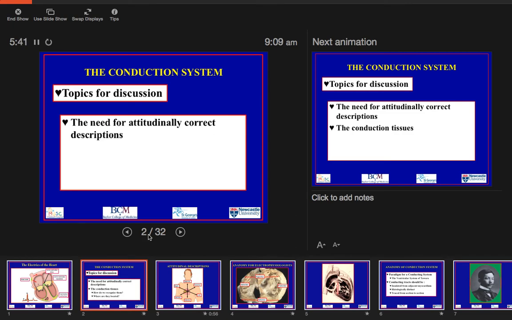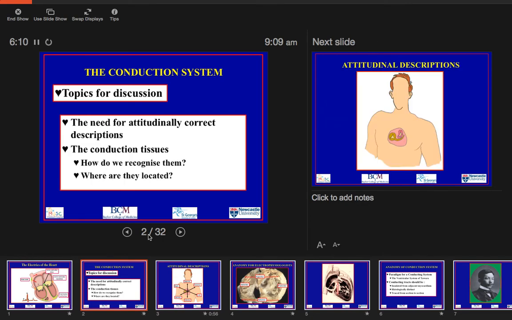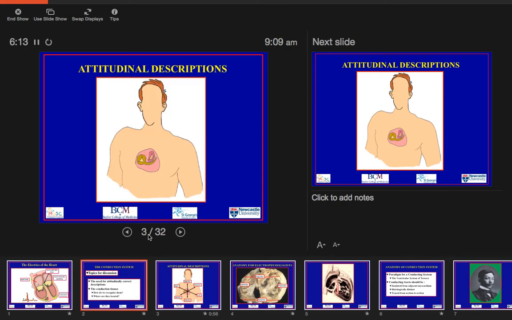But we have to change, because for the young ones amongst you who want to learn about these things, it makes so much more sense to explain the electrics of the heart in the setting of attitudinally appropriate description, because as I said yesterday, the electrocardiogram doesn't tell lies. So I'll say a few words about the attitudinally correct approach, and then we'll move on to the conduction tissues. I'll tell you how we recognize them and where they are located.